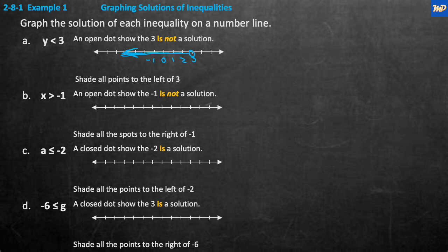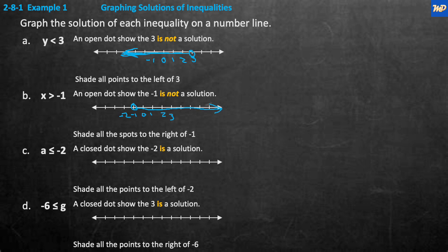Next, x is greater than -1. So here's -2. Here's -1. Here's 0, 1, 2, 3. And it is greater than -1. Again, we're going to put a circle around the -1, and then we're going to draw the line to everything to the right. So this shows that -1 is not in the solution.